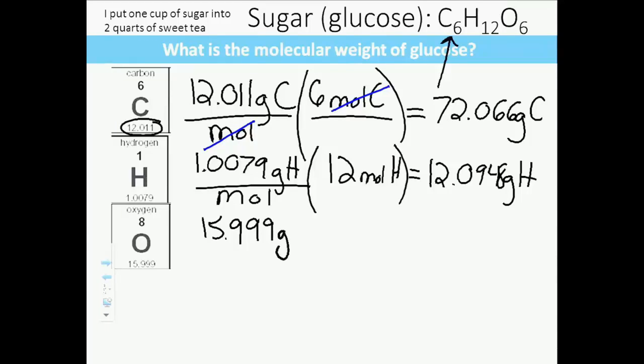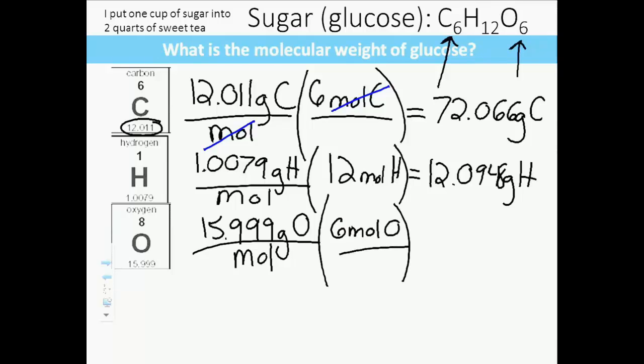And for oxygen, we have 15.999 grams of oxygen per mole times 6 moles of oxygen. So 15.999 times 6 gives us 95.994 grams coming from oxygen.